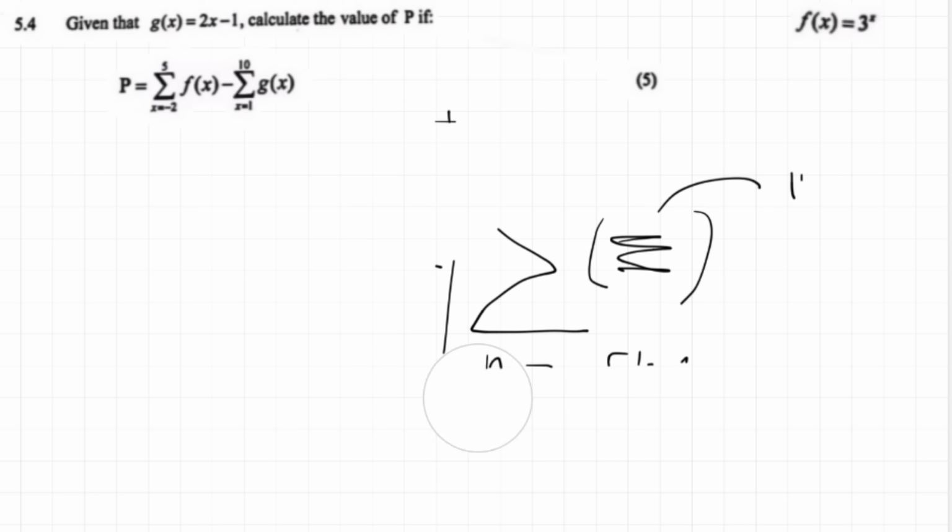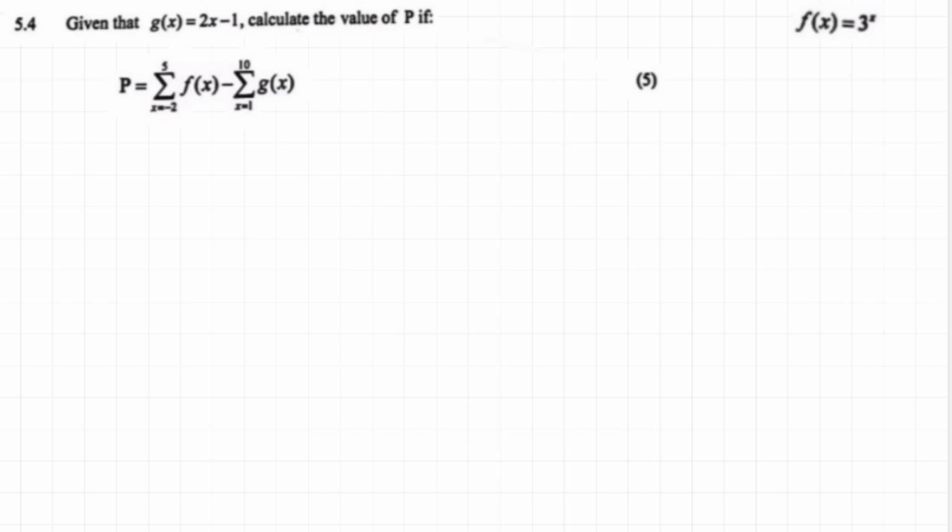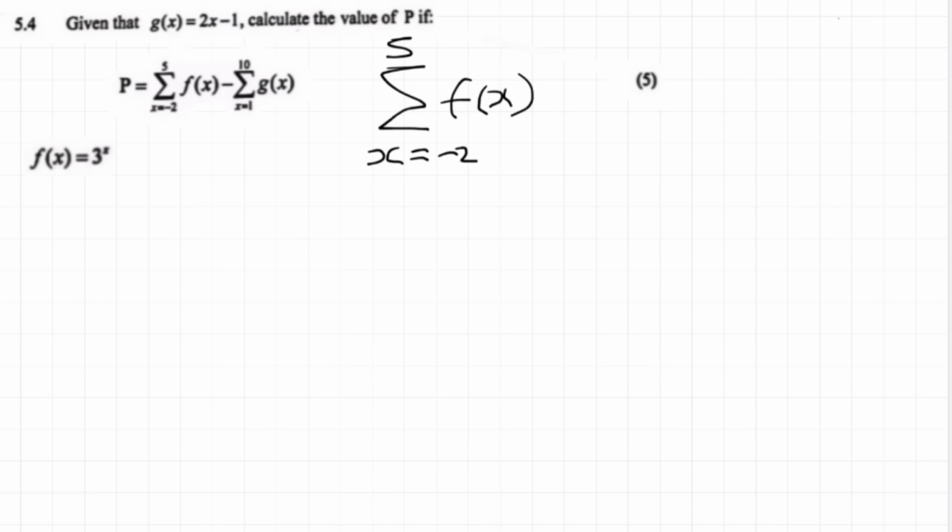So in order for us to find that sum, we need to first find the first 3 terms of each. We're going to start with f(x), which is this one that is here. How do you find the first 3 terms? Let me just try to rewrite this. x goes from negative 2 to 5, and f(x) is just 3^x. So we need to start from negative 2. Look what I'm doing: we're going to substitute negative 2 into our function, 3^(-2).